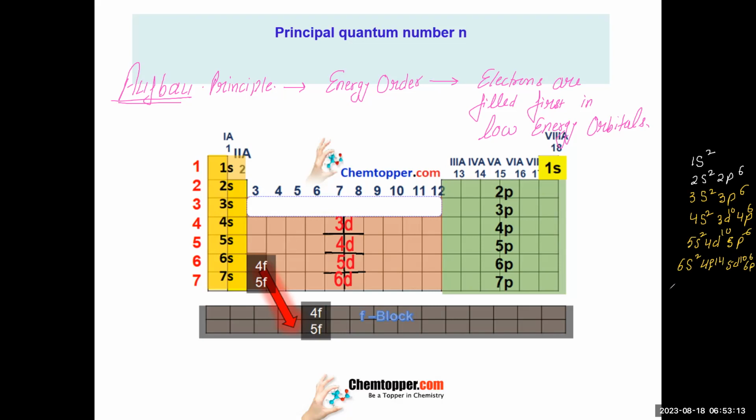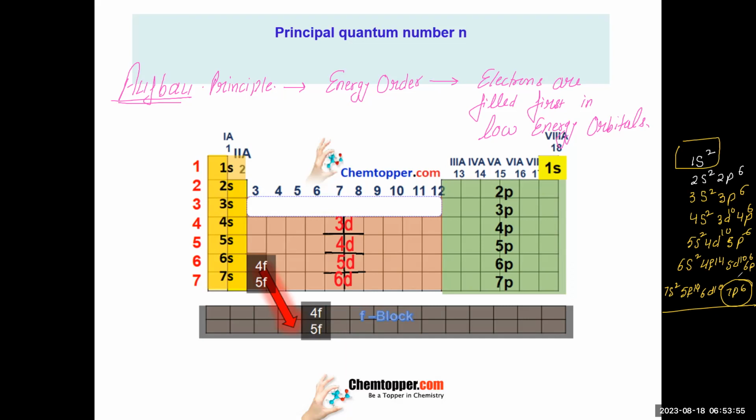Now let's see the next: 7s2, then 5f14, then 6d10, and then 7p6. So you can see this is the last shell that we have to practice and memorize. This order is the Aufbau principle. You start filling from the lowest energy to the highest energy.